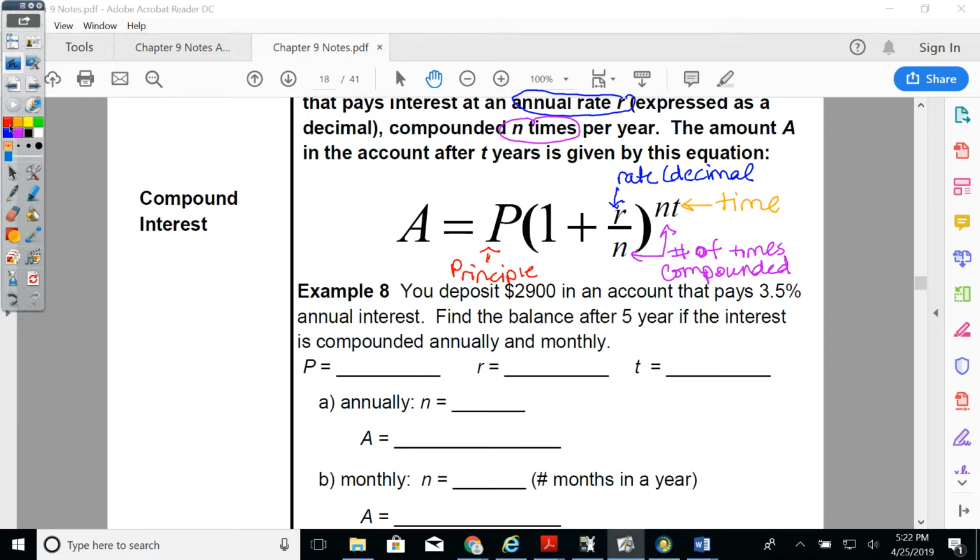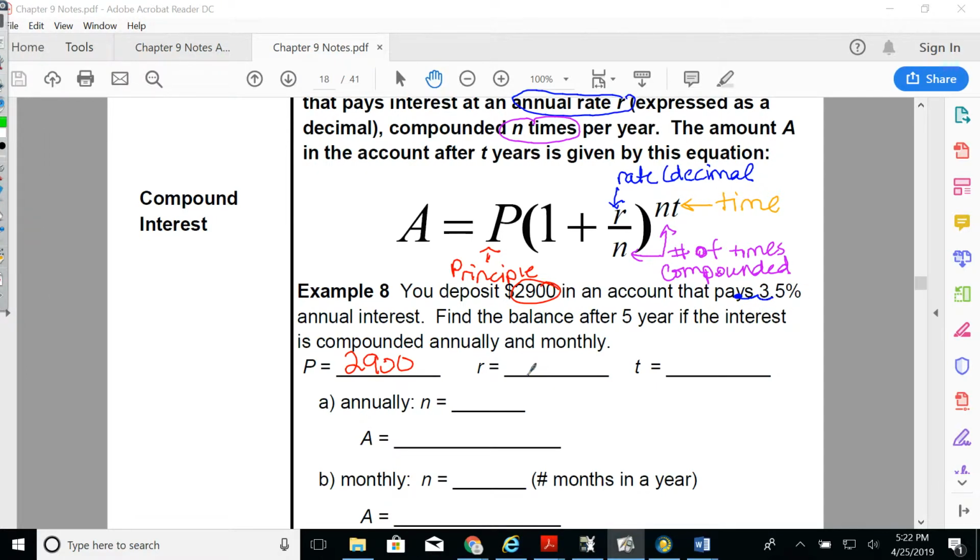All right, so how much do you start with? The principal amount is the $2,900. So that's what you're going to plug in for P. The rate is 3.5. So if I move the decimal back twice, dividing by 100, it's 0.035, not 0.35. That's only moving it back once. Make sure you move it back twice. And it says find the balance after 5 years. So time is 5.